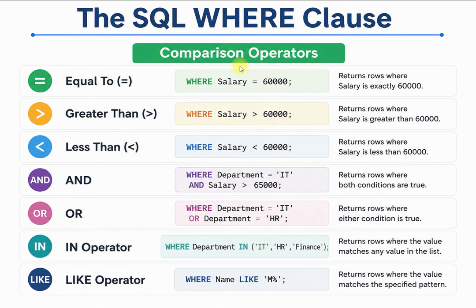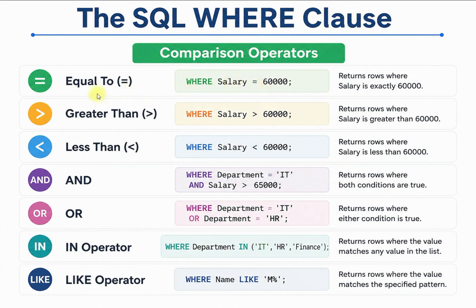And there are some comparison operators that we can use to do this filtering. So what are comparison operators? Comparison operators compare values and return either true or false. For example, if you say salary is equal to 60,000, if the employee's salary is equal to 60,000, it says true. If it is not, then it gives false. So whenever true is the result, then that row is displayed. To simply explain, they help SQL decide which rows should be included in the result.